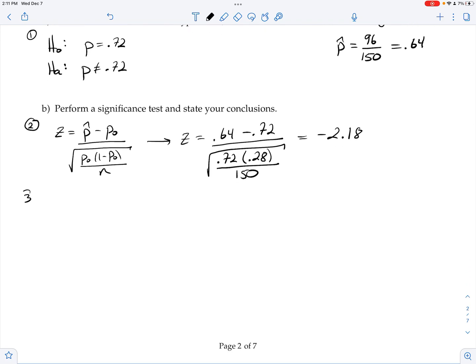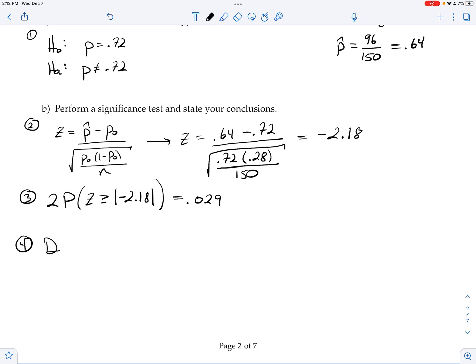Now for step 3, we're going to compute the p-value. We want to take double the probability that Z is greater than or equal to the absolute value of negative 2.18. When you plug it in the app, you can just take the absolute value and type in positive 2.18. Doesn't matter. But the point is, when you do this, you're going to get 0.029.